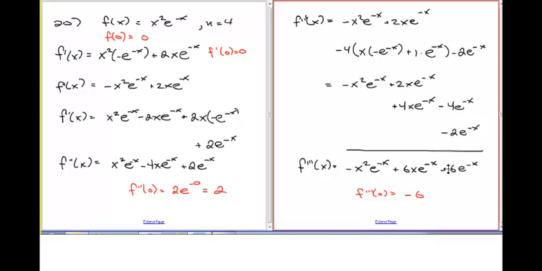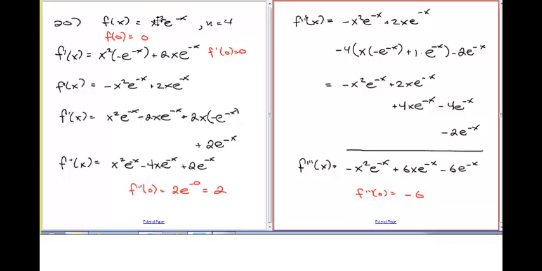Then you evaluate the derivatives at x equals 0. This goes to 0 because you've got one term being 0, and this also goes to 0. So both of these are 0, and f prime of 0 is 0. Also f of 0 is 0 because this part's 0, and 0 times anything is 0.